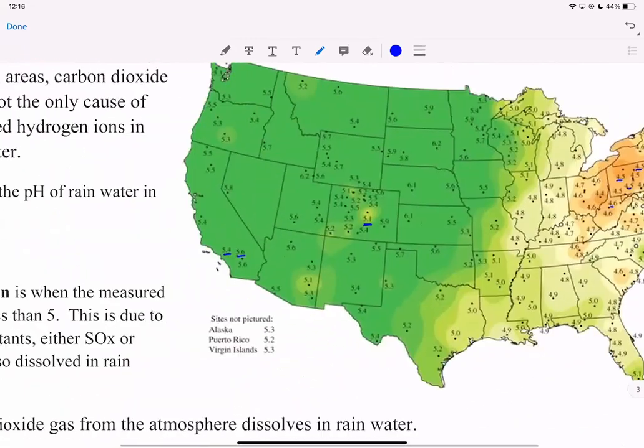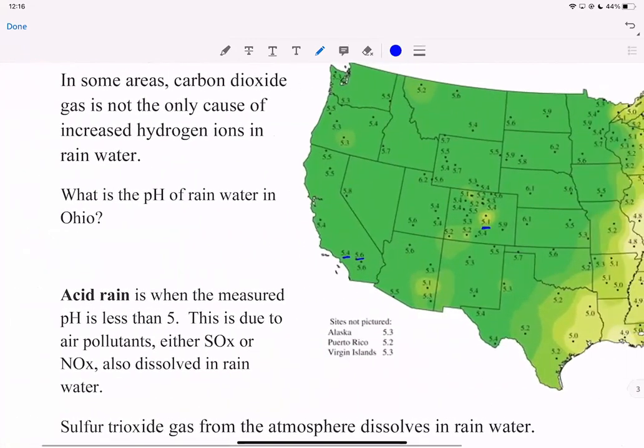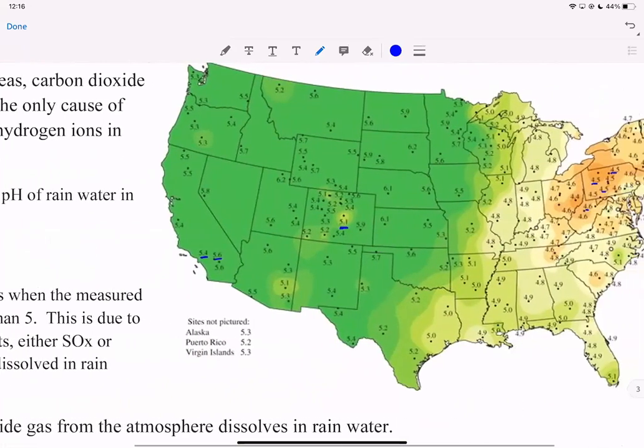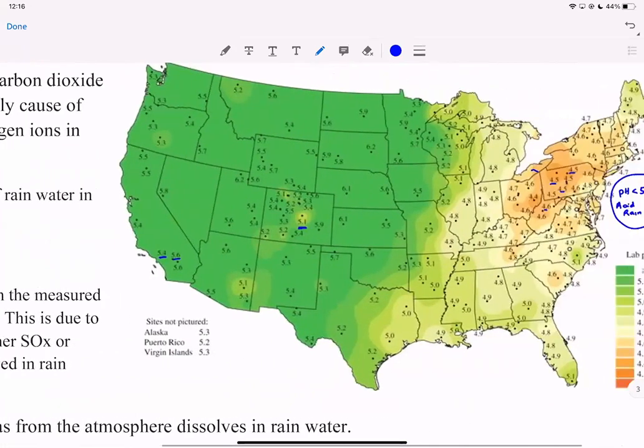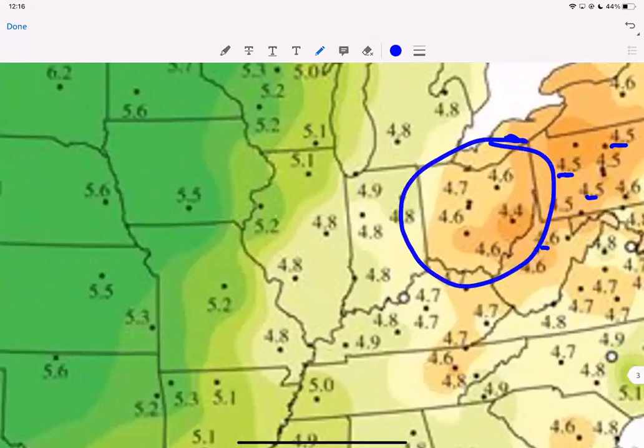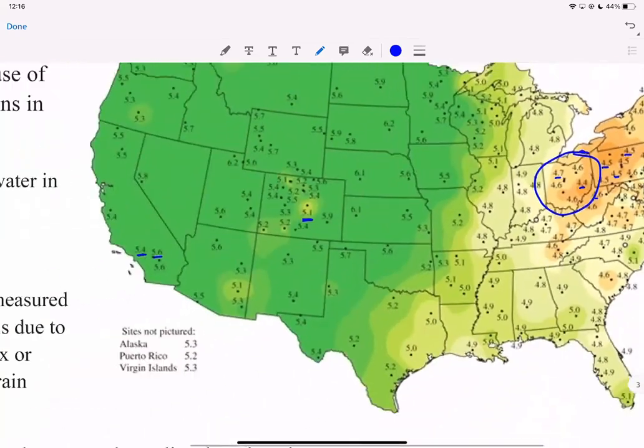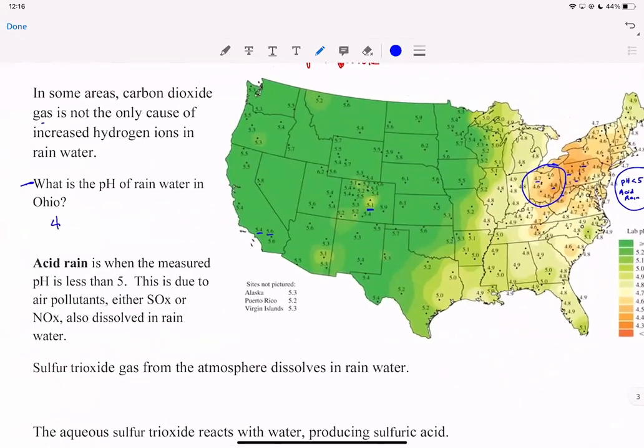So let's take a look at that. Here's the question: what's the pH of the rainwater in Ohio? So here's the state of Ohio, and you can see that it's around 4.7, 4.4. So between 4.4 and 4.7 are the pH values, and a pH less than 5 is considered acid rain. Okay, so that's when the pH is less than 5.